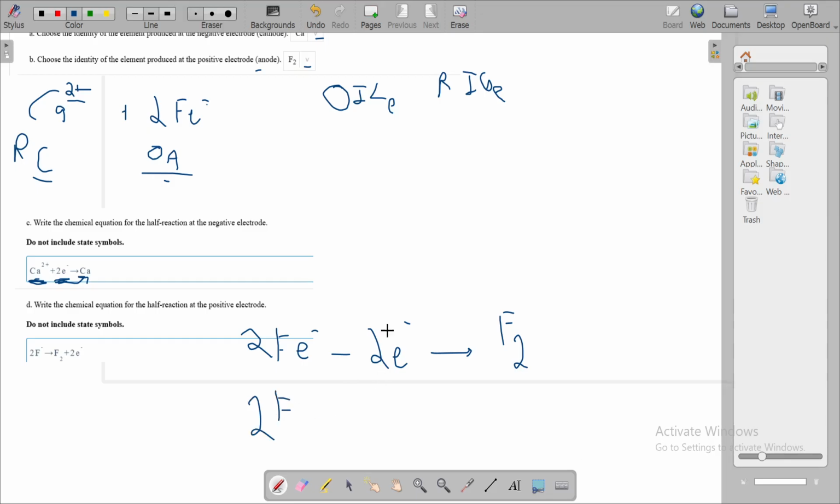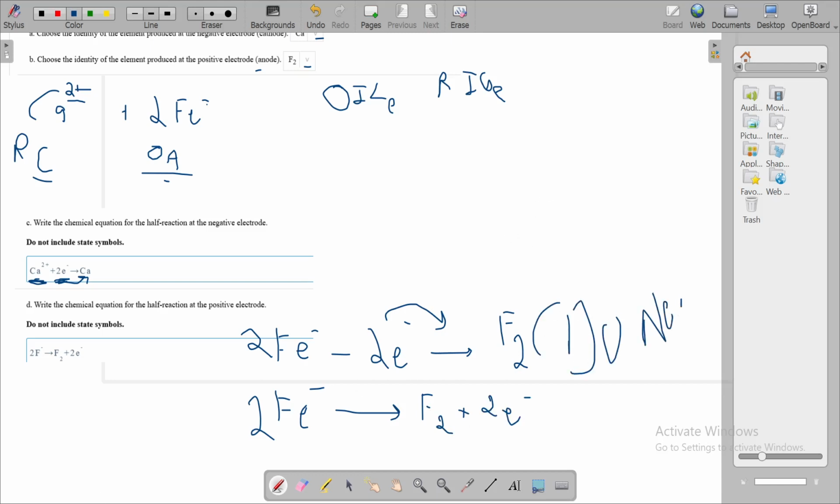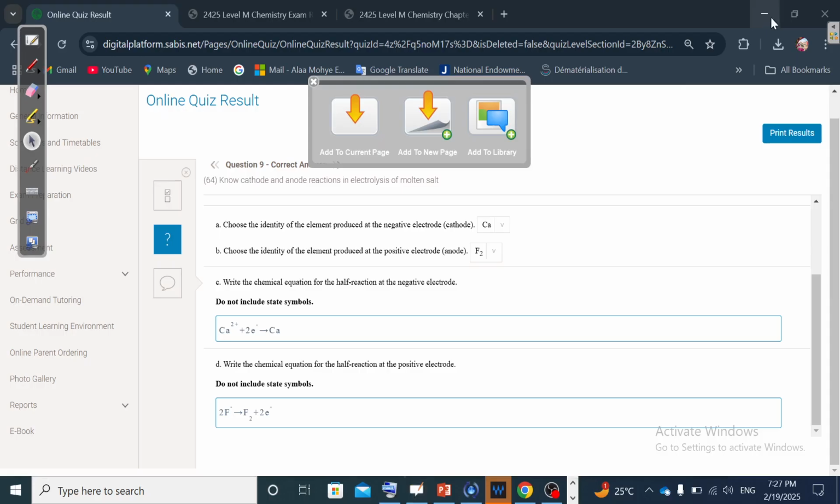So 2F, and then I'm going to take the 2e to the other side. It's going to be F2 plus 2e-. Don't dare write this in an exam. Do not do this. This is just to show you my way of thinking in these types of questions. I know that it's oxidation, so it's going to lose the electron. Loss is minus basically, so I take it to the other side. It's going to be F2 plus 2e-. Okay.